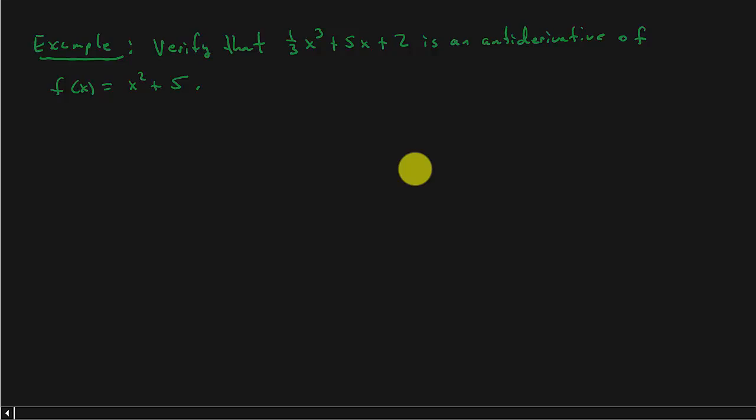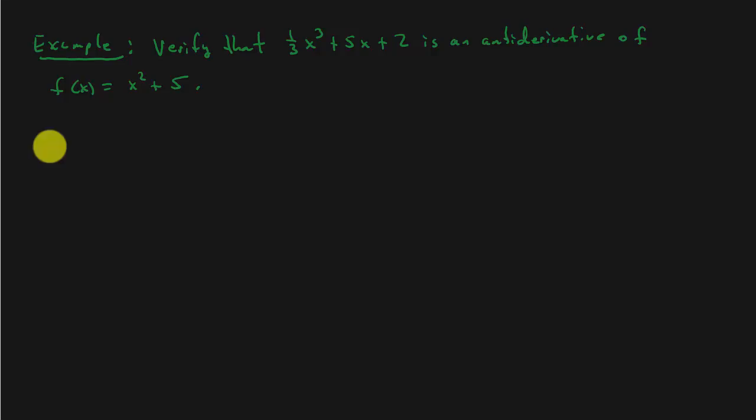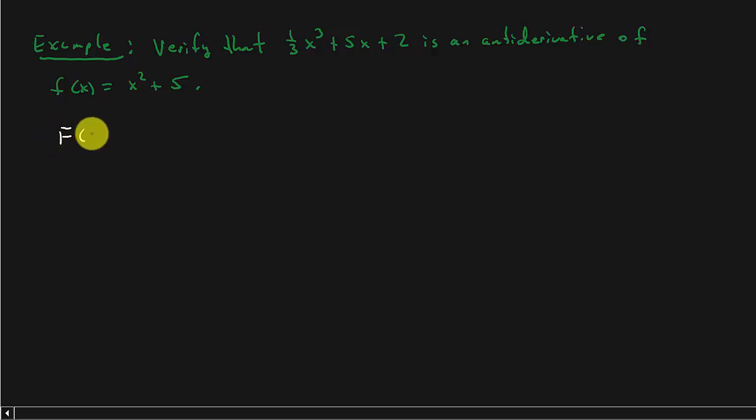All right, it says verify that, we'll call this big F, this right here is 1/3 x cubed plus 5x plus 2. And this is a 3 here. And verify that it's an antiderivative.